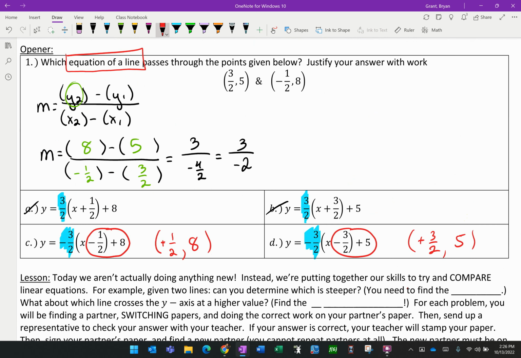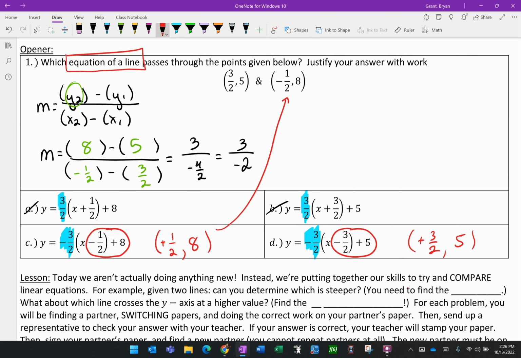Now that we have the 2 points, let's check to see if they match either of the points that were given to us. The first point is positive 1/2 comma 8, which almost looks like this one, but notice they gave us the wrong sign in here. I think that's probably a false scent trying to throw us off the trail.